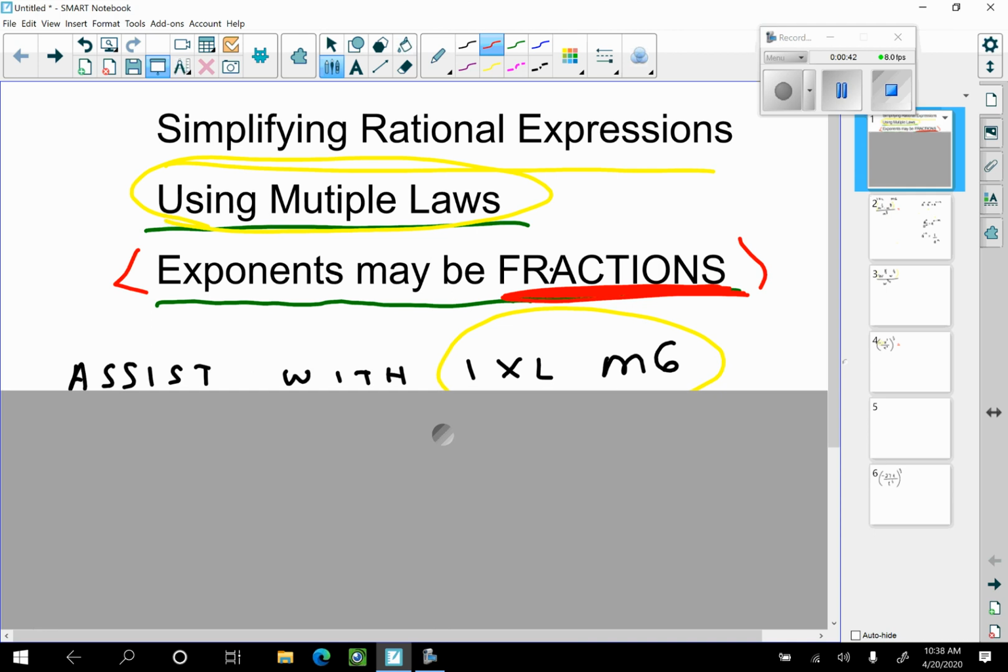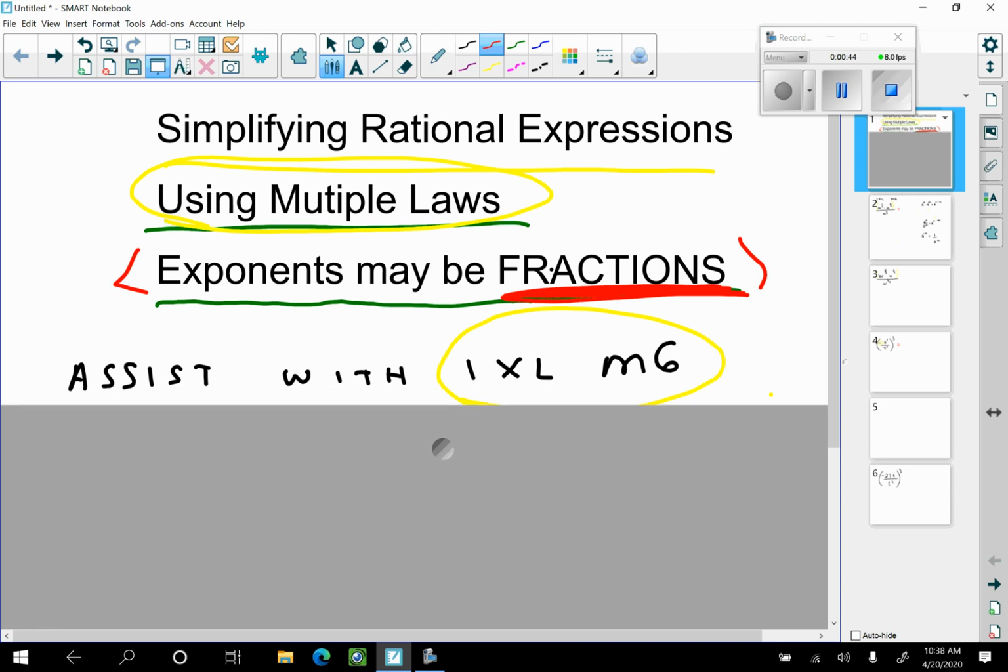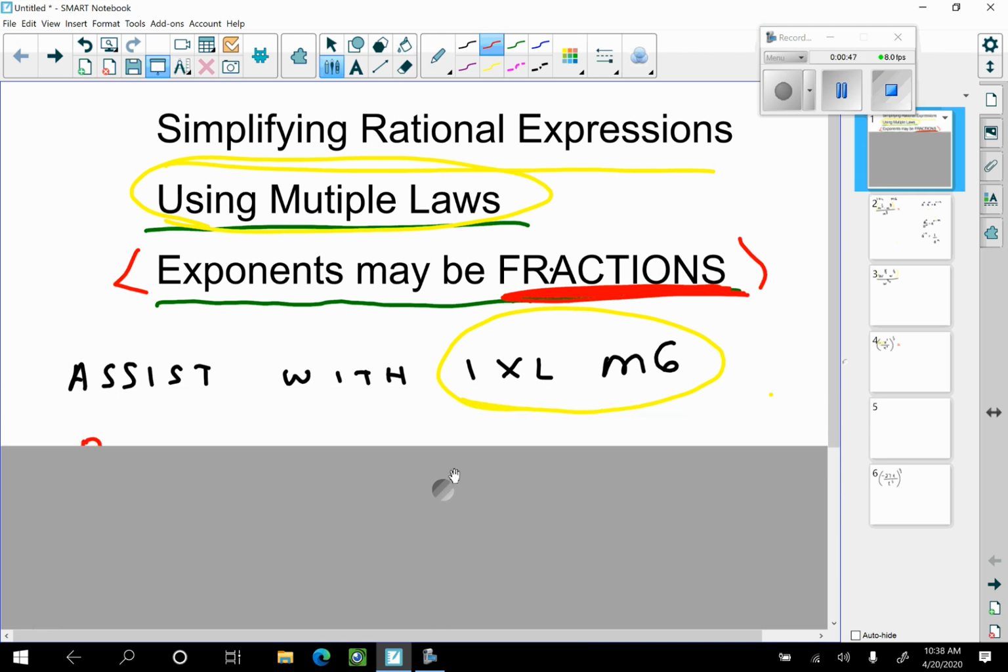The other thing I want to say is that this particular video is going to help you with IXL M6, and at the end of this video we're going to do some examples for IXL N7. Your photo math is not going to help you with this standard. I've checked that. It's not going to give you the answer that I want, nor the answer that IXL wants. Hopefully you actually try them because you're going to learn.